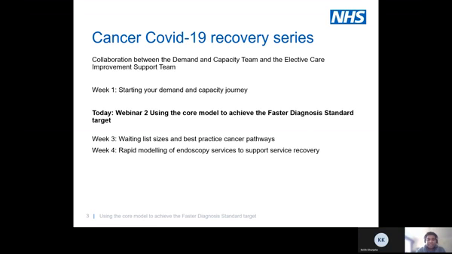Next week, we're going to be doing a session that's focused on a model for diagnostics, including radiology and endoscopy, and focusing on waiting list sizes and best practice cancer pathways. So looking at it from a practical perspective. And in the final week, we're going to be running a session on rapid modeling of endoscopy services to support service recovery.